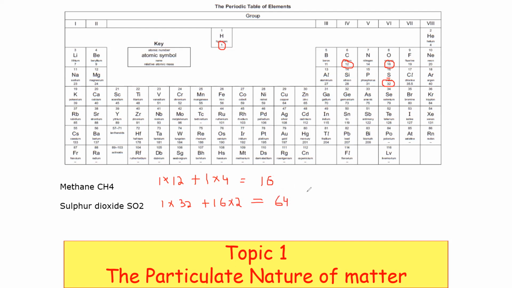So which gas will diffuse, in which gas will the particles move faster at a given temperature? Methane or sulfur dioxide? As methane is the lighter one, at a particular temperature the methane particles will move faster, and because sulfur dioxide is heavy, its particles will move slower.